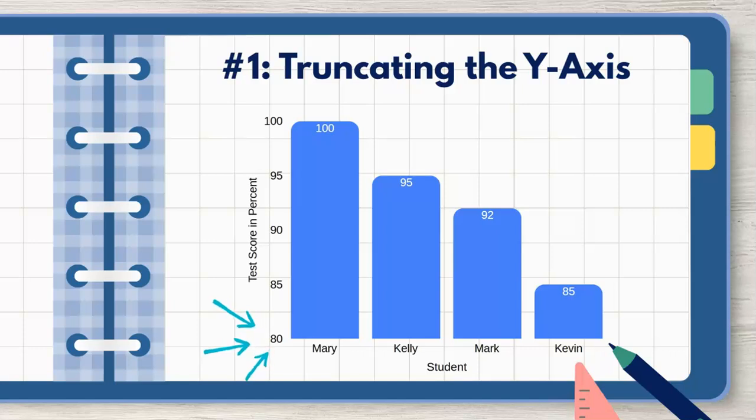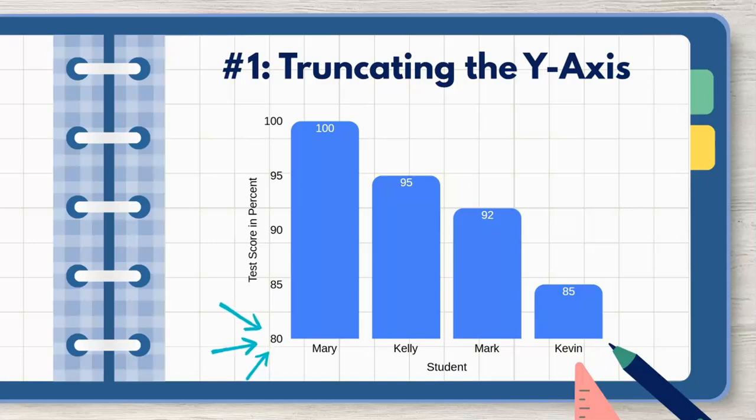If you look to the bottom left, where those arrows are pointing, you'll realize that I started the percentage axis with 80 instead of 0. This sneaky technique allows me to present data that makes it seem like Kevin is doing terribly, when in reality, he achieved not only a passing grade on his test, but a B.